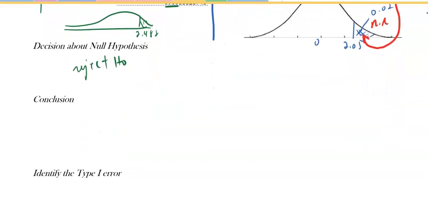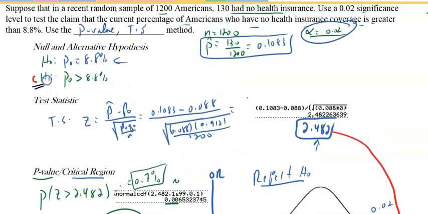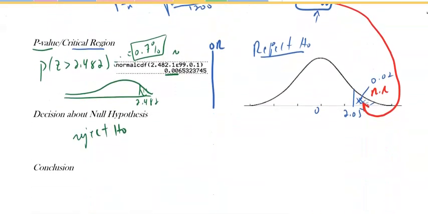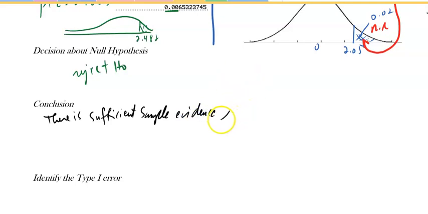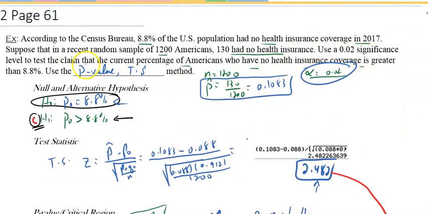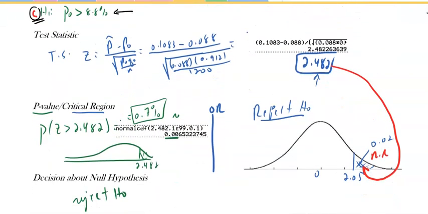Conclusion. If I reject the null hypothesis, now that's why it's important to say where the claim is. So I'm rejecting this. So this sample seems to support the claim, which is the proportion is bigger than 8.8%. So there is sufficient sample evidence to support the claim. This is not a big secret. You're just going to reiterate what they said: test the claim that the current percentage of Americans who have no health insurance is greater than 8.8. Pretty much exactly as you see it.